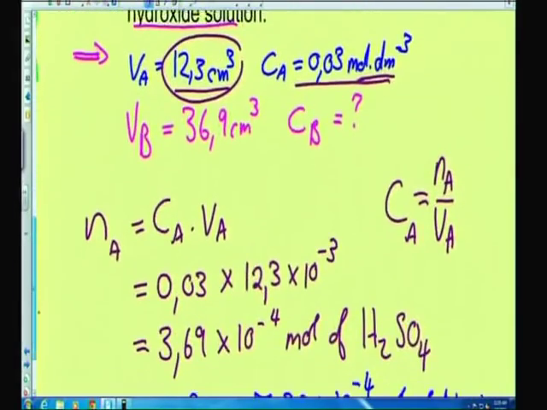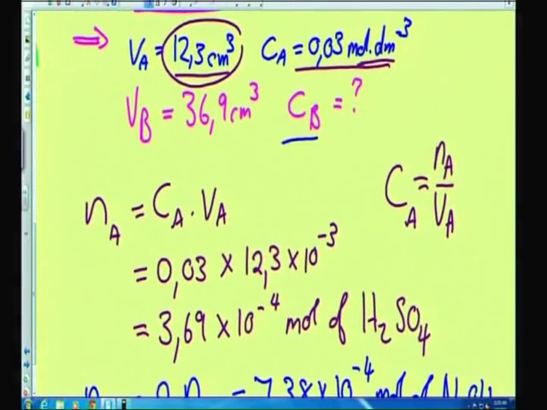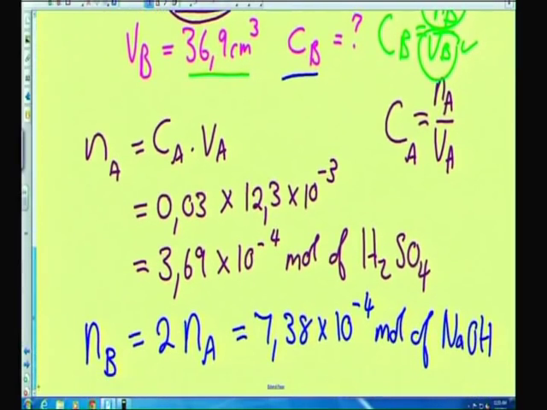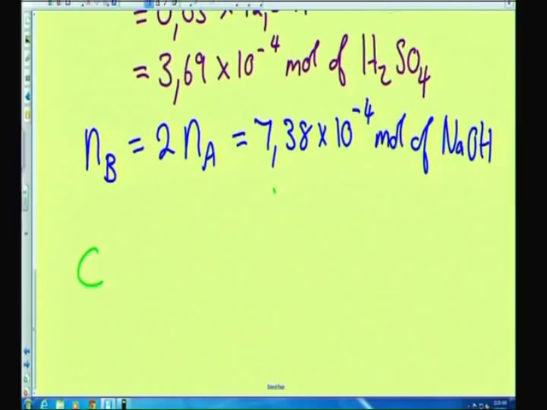So now, what else do I need? I need the concentration of the base. And there's the formula that I'm going to use. It's just going to be changing the subscript. Concentration of the base is the number of moles of the base divided by the volume of the base. I've got the volume of the base, 36,9 centimeters cubed. I've got the number of moles of the base, so I can work it out. I want concentration, so concentration of the base is the number of moles of the base divided by the volume of the base.